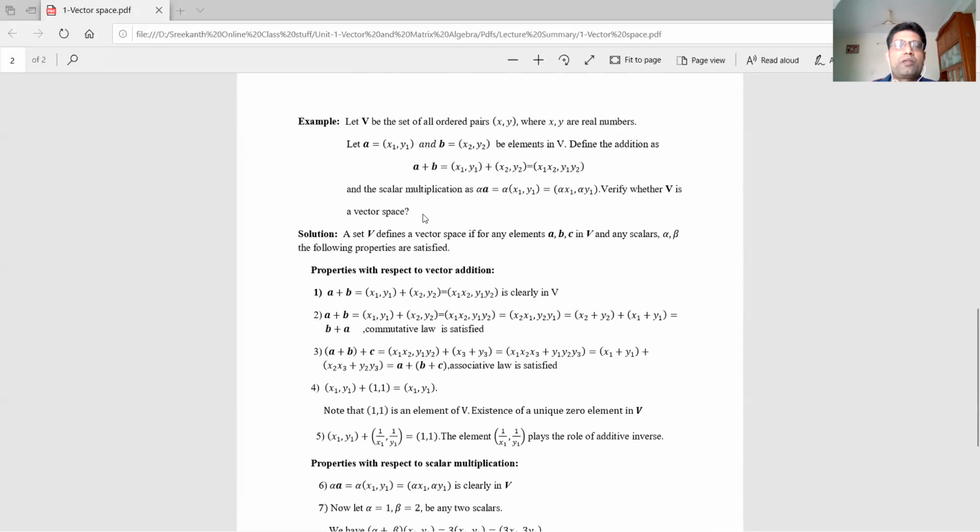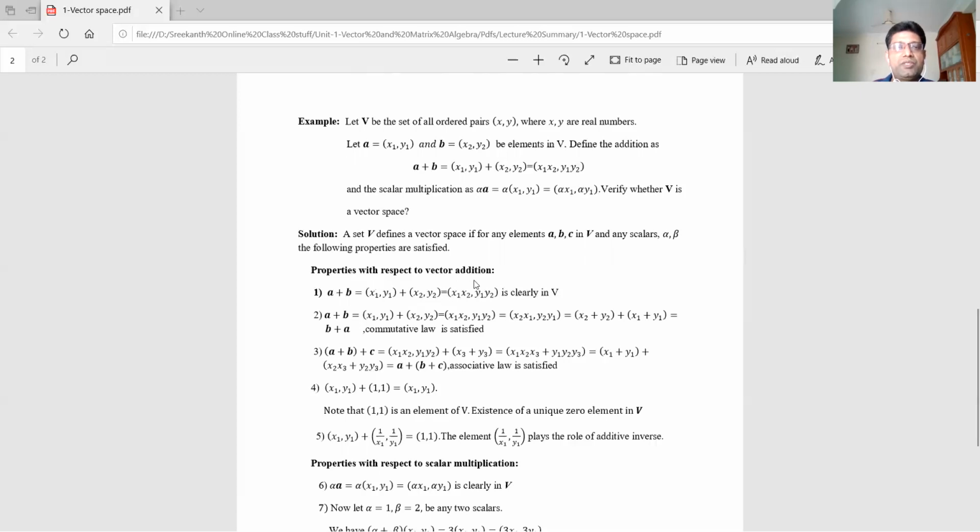For that, step by step, we have to check all the 10 axioms. That means 5 axioms with respect to addition and 5 axioms with respect to multiplication. If it satisfies all, we can declare that V is a vector space. If it fails at any level, we can declare that it is not a vector space. Suppose it fails at axiom 2 itself, then there is no need to check the remaining axioms.